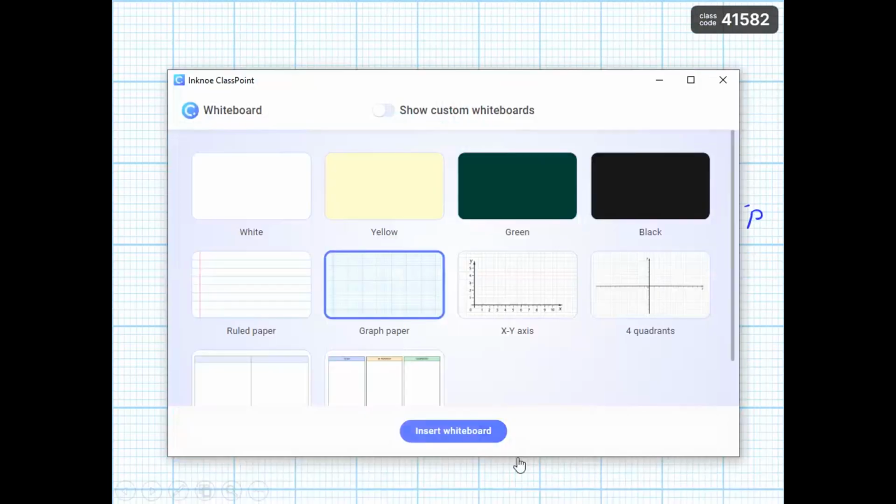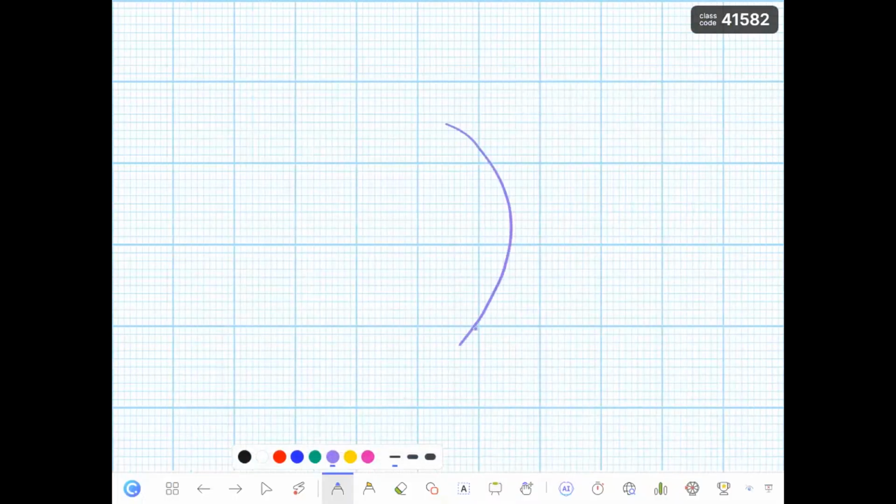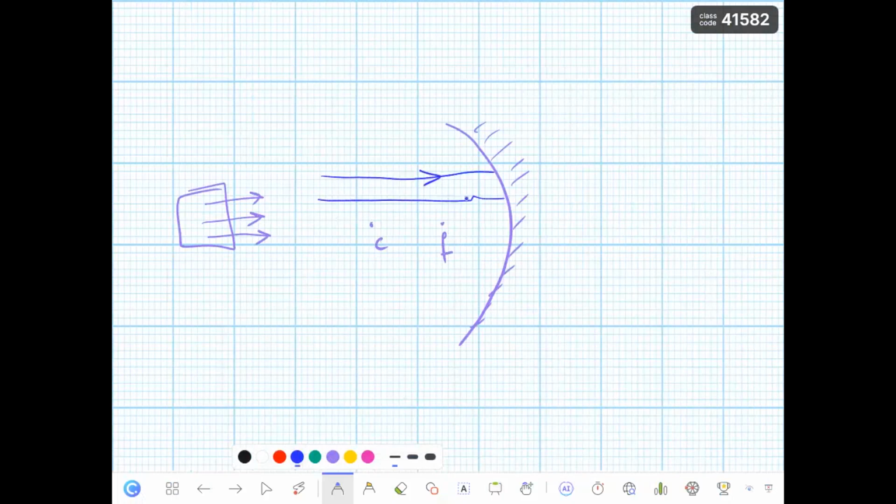What does it mean? Let's say we have a concave mirror and we have a light source. This is the center of curvature. This is a focal point, and the light goes parallel. Good? If this light reaches the mirror parallel, what happens? There will be a reflection. Good? So what would be the reflection? The reflection definitely passes through the focal point. Yes? Okay, so let me just draw a little better.